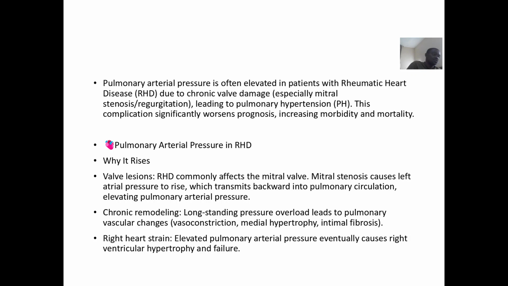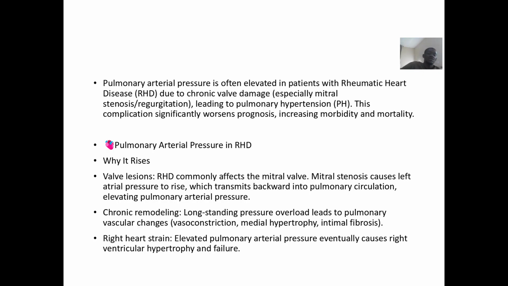That's the first thing you usually see. Okay, so it's usually elevated due to chronic valve damage, especially when the mitral valve is damaged. But let's discuss it better. So give reasons why pulmonary arterial pressure will rise in rheumatic heart disease.